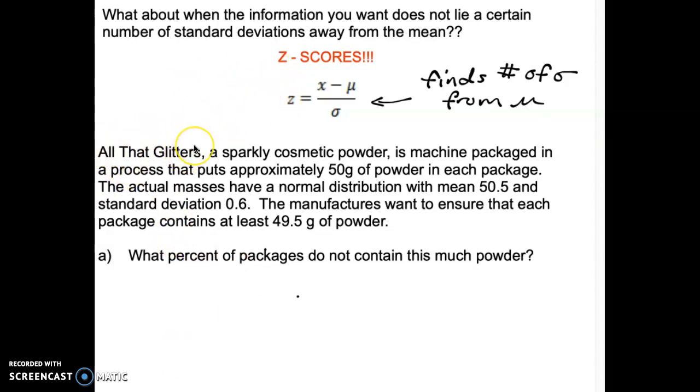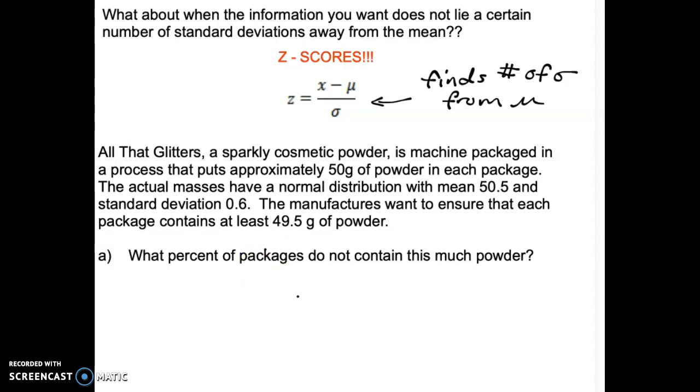All That Glitters, a sparkly cosmetic powder, is machine packaged in a process that puts approximately 50 grams of powder in each package. The actual masses have a normal distribution with a mean of 50.5 and a standard deviation of 0.6 grams. The manufacturer wants to ensure that each package contains at least 49.5 grams of powder. Question A is asking us what percentage of packages do not contain this much powder.